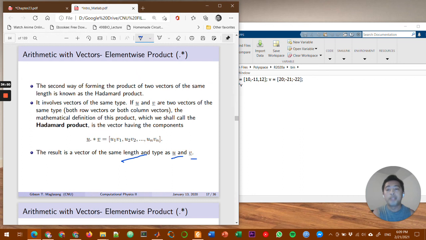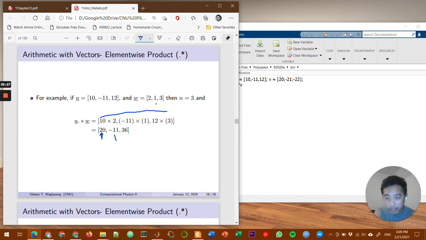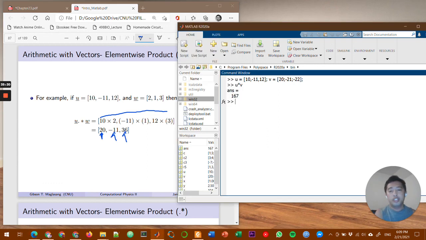So in element-wise multiplication, you multiply row by row or column by column; they cannot have different orientations. Thus, we simply multiply the corresponding elements of two vectors. For example, if we want to get u times w, it is 10 times 2, negative 11 times 1, and then 12 times 3. It will give you 20, negative 11, and 36. We can get this in MATLAB.